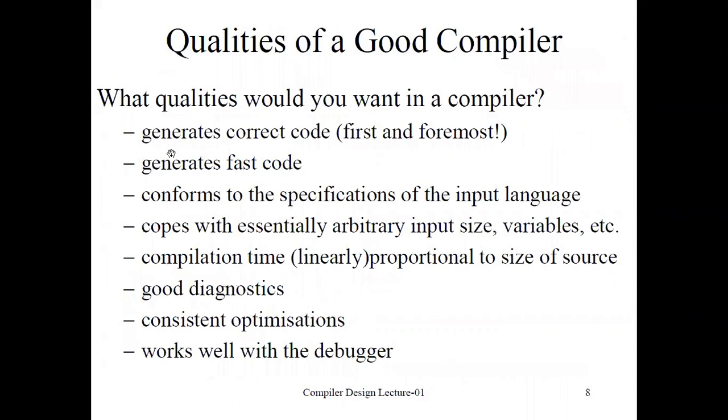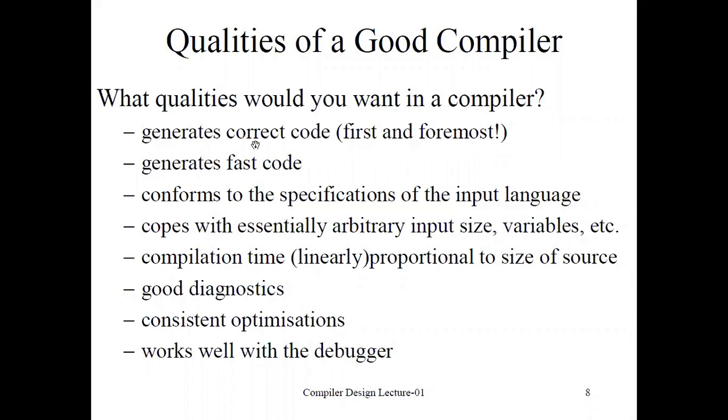Then how can you say a compiler is a good compiler, or how can you define a good compiler? By seeing some qualities. Here some of the qualities of a good compiler are given. If a compiler satisfies a few or all of these qualities, then you can judge it to be a good compiler. What qualities would you want in a compiler? First one: generates correct code. That is the first and foremost, very important one.